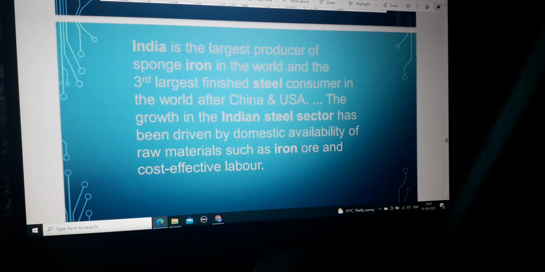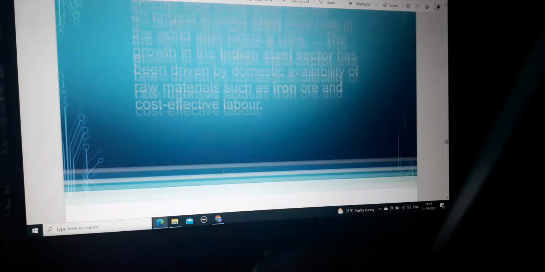So now, why is the iron and steel sector in India so good? Because of the availability of the raw material of iron ore, and also the cost effective, that is reasonable, labor. You can give reasonable salary to the laborers in India, while in USA and other countries you have to give a high amount of salary.